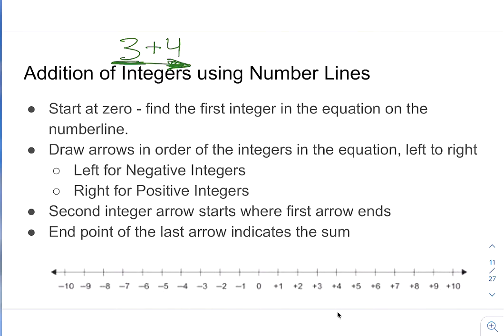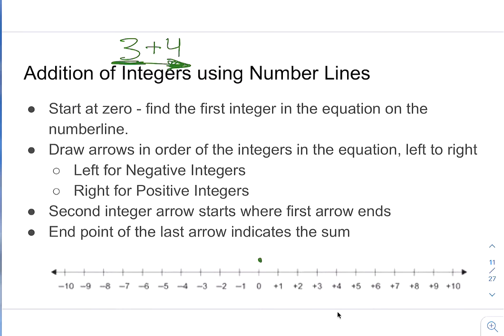So let's do this first one. Before we start, the second integer arrow starts where the first arrow ends, and the end point of the very last arrow, representing the last integer in the question, is the sum or the answer. So following my steps, we're going to add positive 3 plus positive 4.